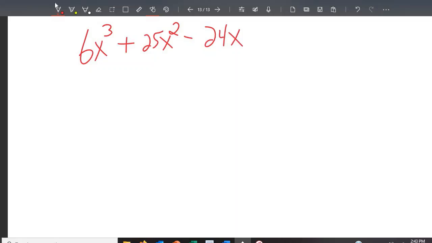Alright, we'll just keep on doing this. Let's do 6x cubed plus 25x squared minus 24x plus 5 equals 0.